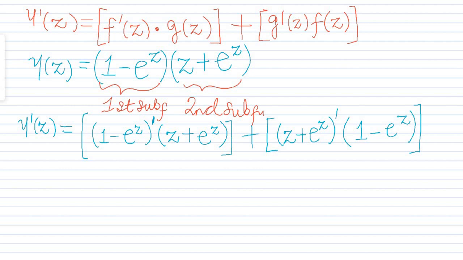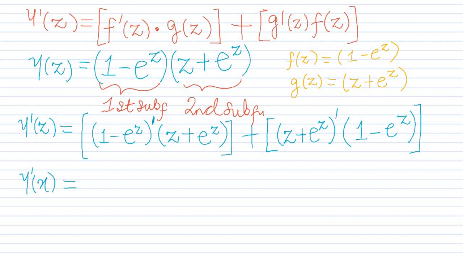Now, because of people who may be confused, I'm going to use yellow to show you something. What I'm saying here is f of z equals 1 minus e to the z, so have that in case you're confused. And g of z equals z plus e to the z. That's what I'm doing here in case you're confused. Hopefully this is going to help you have the information cleared up.